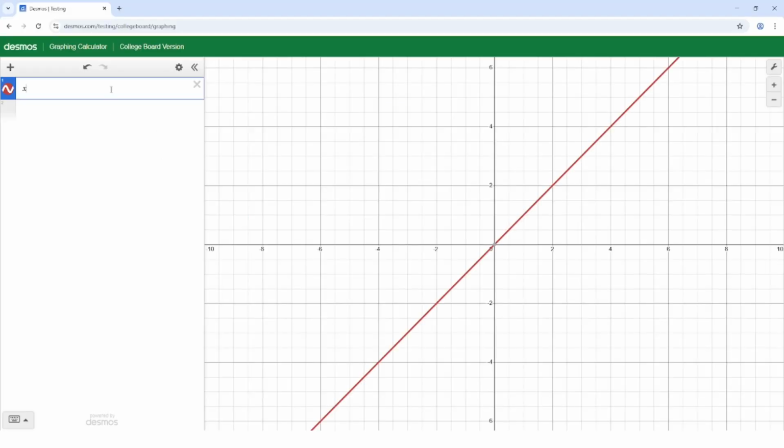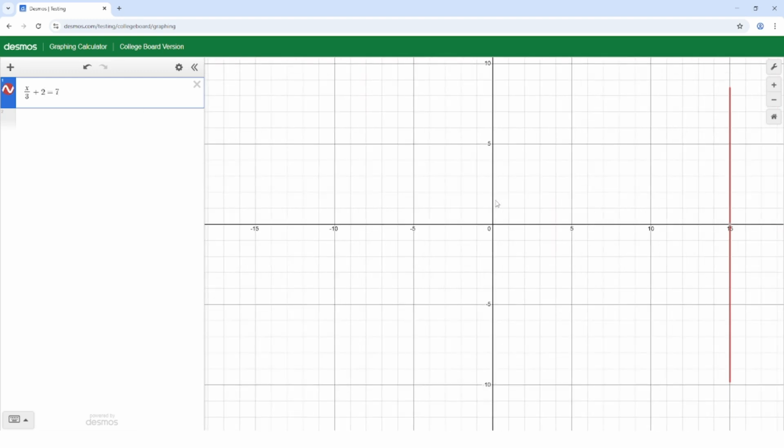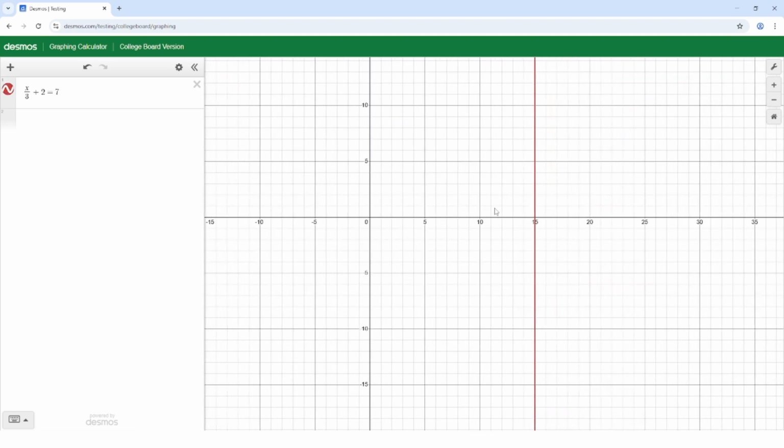Let's type the equation on Desmos: x over 3 plus 2 equals 7. Oops, why can't we see anything? Let's zoom out a little bit. Here we go, we find our answer.